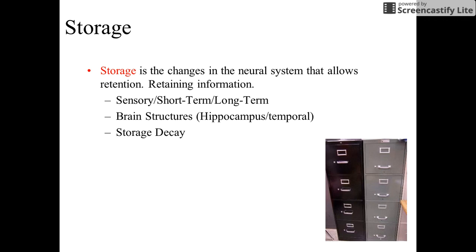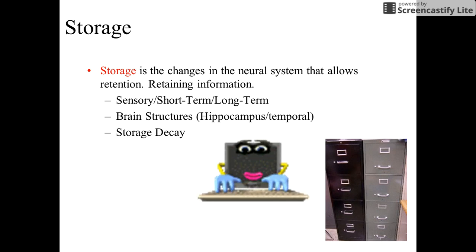The second stage that takes place is storage. Storage is the change in the neural system that allows retention. So it's you retaining information. There are different ways you store information. You go through the process of sensory memories, short-term memories, and then you have your long-term memories. With storage, we're going to talk about different areas of the brain that store information, your hippocampus, which you should remember, and your temporal lobe. And oftentimes there's storage decay, which can cause us to not be able to remember certain things. So again, this is part of the computer that's saving the document. It's storing it into your brain.